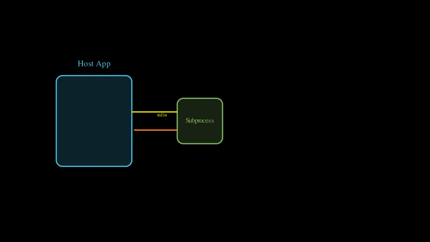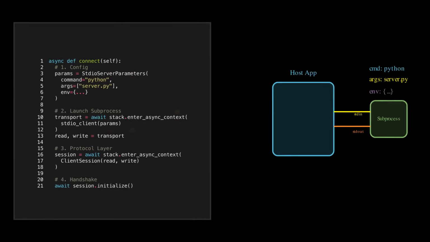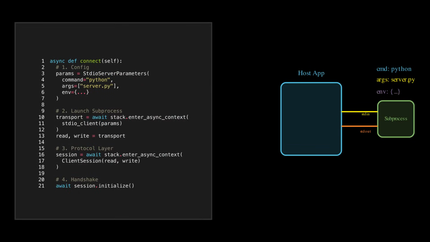Stdio is the default transport for local development. It works by creating a direct, physical link between your client and the server. Conceptually, your client launches the server as a subprocess. It then opens two pipes, stdin to send commands, and stdout to read responses. To build this, your constructor needs three things: the command, like Python, the arguments, like the script path, and the environment variables. In the connect method, we use a powerful pattern called async exit stack.